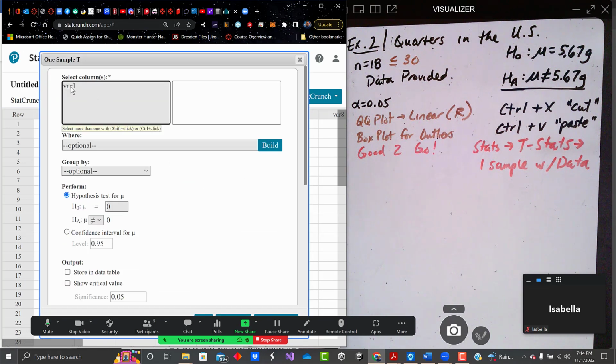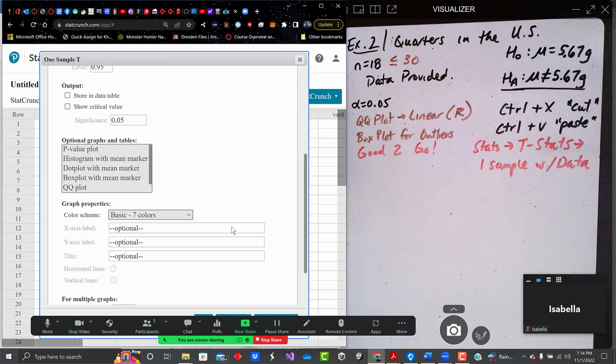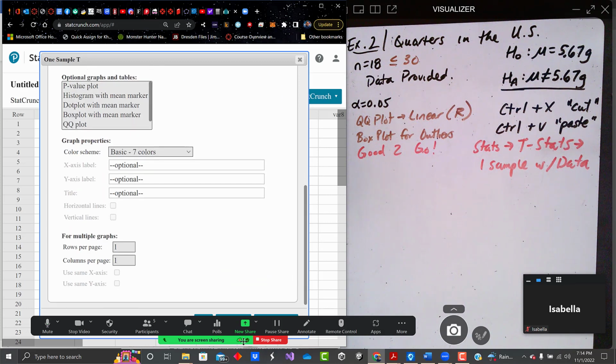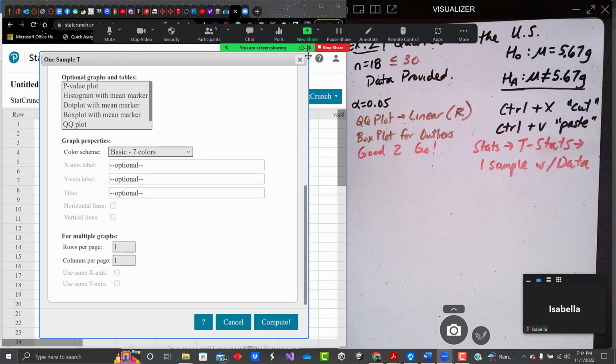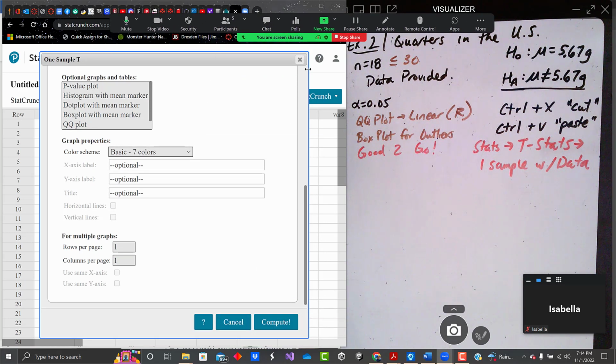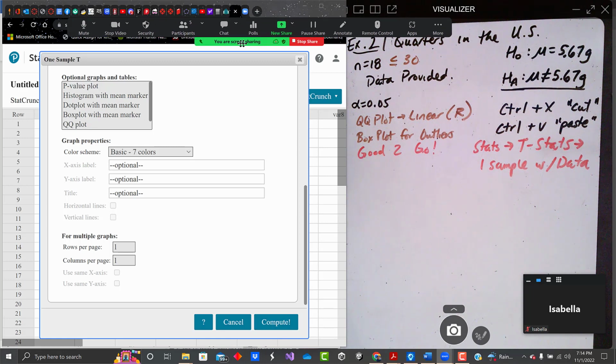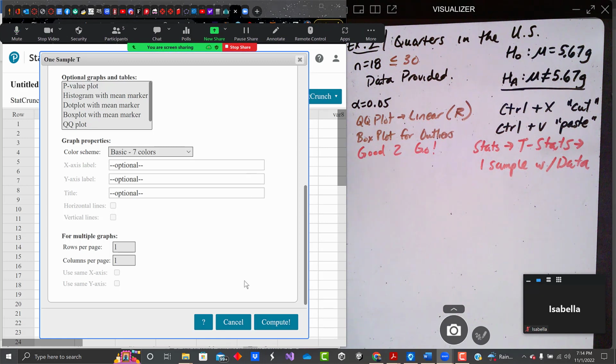One sample, we're going to tell it what column we want. The only column with data, thankfully. And we have mu equals 5.67, and then mu does not equal 5.67. And we come down to compute. I'll move that up there so it's out of the way. It's not really going to be out of the way there. There we go.